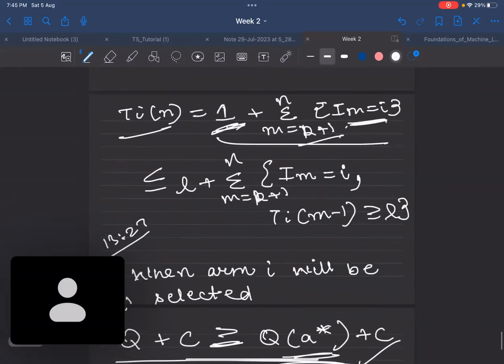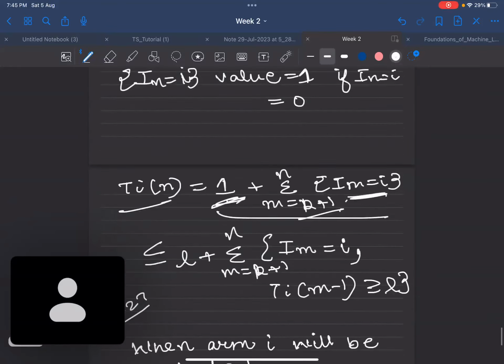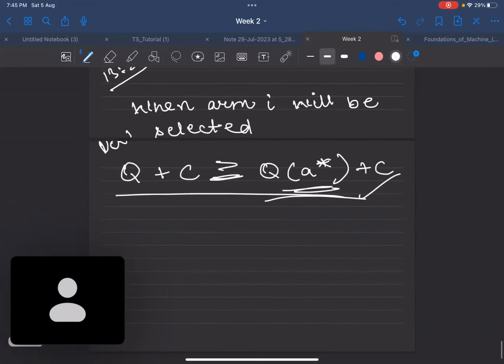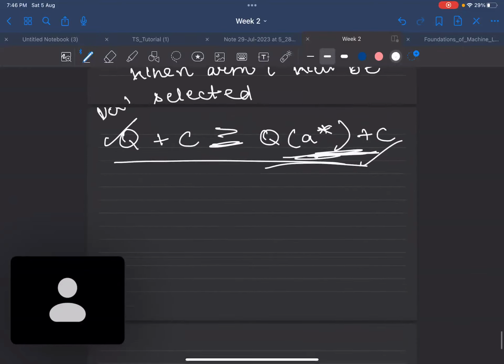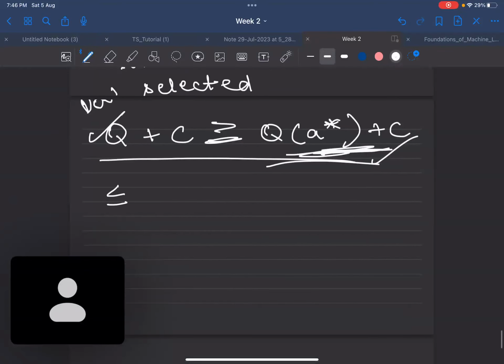T_i(n). Do you have this understanding? Q plus C is greater than Q of A star. Yes, any other arm can also be greater than Q of I. Then the upper bound can help us. I can give you more understanding about this in the next lecture. Okay, now let's go ahead.